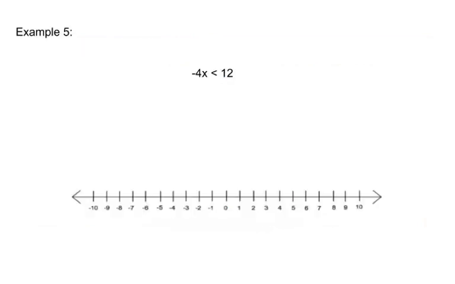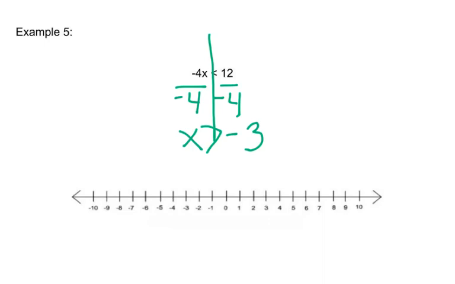So this time we have -4x is less than 12. In order to solve this, the only thing we need to do to get x by itself all the way is to divide by a -4. That gives us our x by itself, and 12 divided by -4 is -3. But our less than symbol, because of the rule, has to be flipped over because we divided by a negative number. Again, the flip happens if you multiply or divide by a negative number.